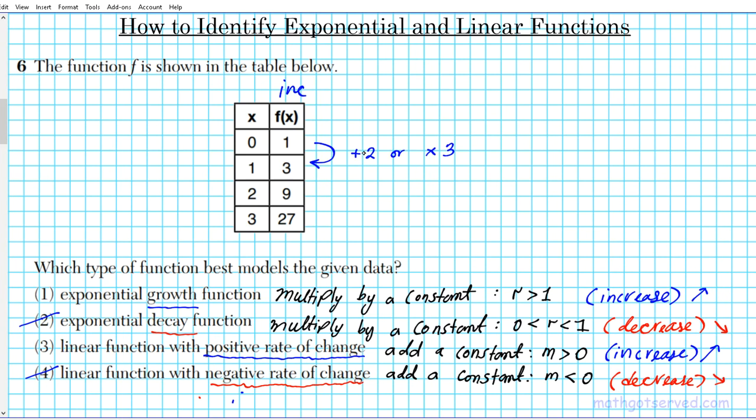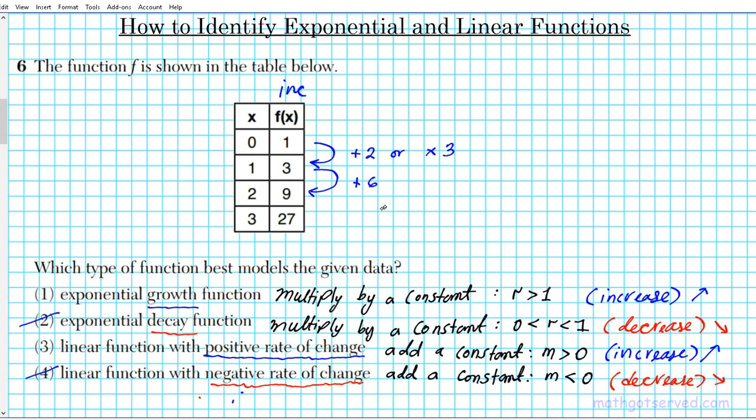Alright, now if what we're adding is the same constantly, then it's going to be a linear function with positive rate of change. If it's not, then it cannot be a linear function. If what we're multiplying is a constant, then it's going to automatically be an exponential growth function. Alright, so let's see. If you go from 3 to 9, that's an addition of what? Addition of 6. Oh dear. We're not adding a constant. This is variable, so it cannot be a linear function with positive rate of change. So the answer is automatically option 1.